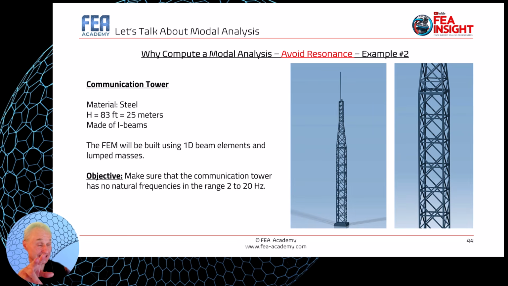And those masses are not negligible. So I modeled the masses of the antenna with a lumped mass. So what is the objective here? The objective is to make sure that the communication tower has no natural frequencies in the range of 2 to 20 Hertz. 2 to 20 Hertz is the frequency of the excitation due to the wind vortex.